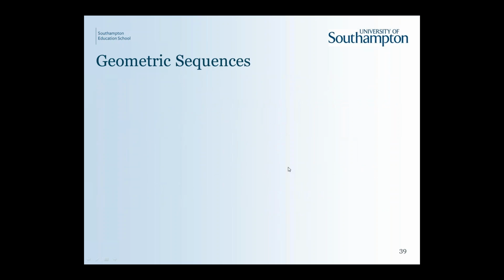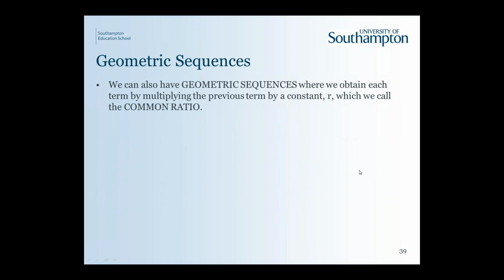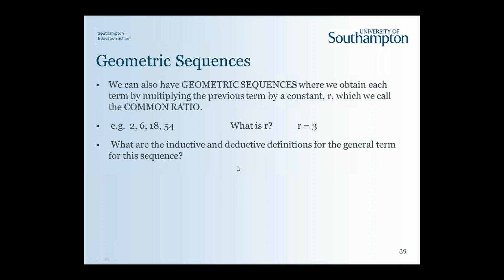Now I want to talk about geometric sequences, because the arithmetic ones the kids have come across. That's really the typical ones they're given at GCSE. A geometric, you're multiplying the previous term by a constant, and we call that r, the common ratio. So here, 2 times 3 times 3 times 3, r is 3. So, for this one, I've just said what the inductive one is. How do you find the deductive definition? Any ideas?